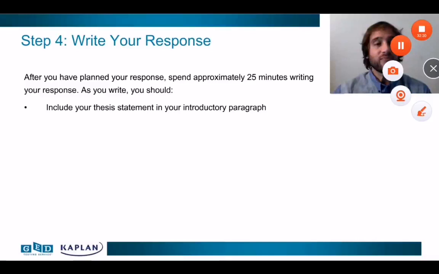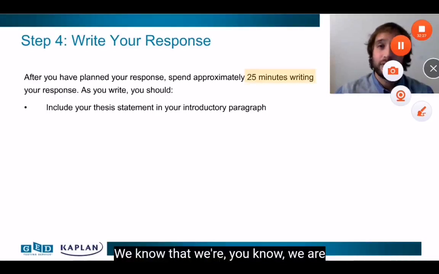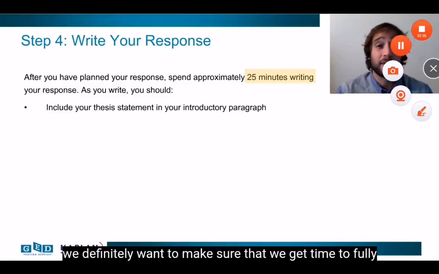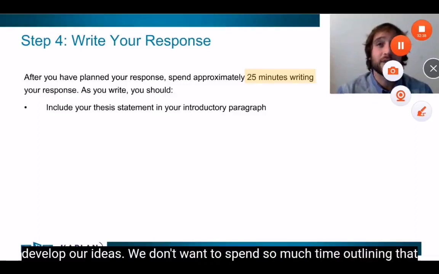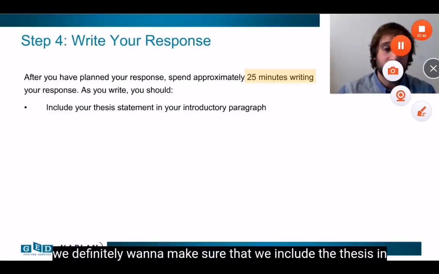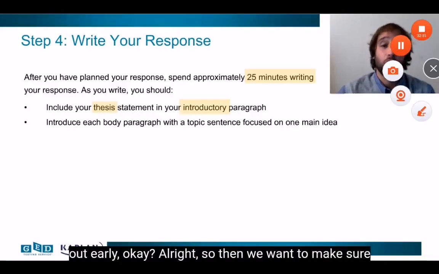Okay, once we have our outline, then we have to write. And we know that we're giving ourselves about 20-25 minutes to do this. We know the outline step is far and away the most important, but we definitely want to make sure that we get time to fully develop our ideas. We don't want to spend so much time outlining that we can't write anything. Okay? So in terms of our writing, we definitely want to make sure that we include the thesis in the introduction. We don't want to wait on that. That has to come out early.